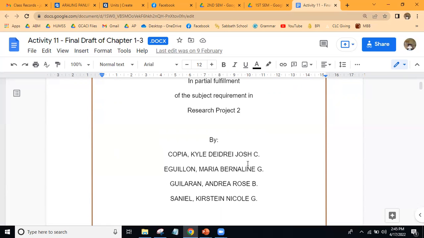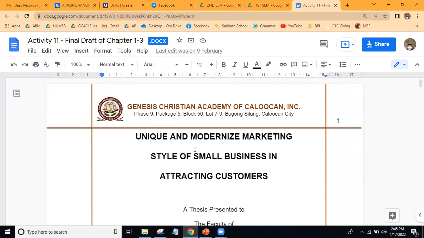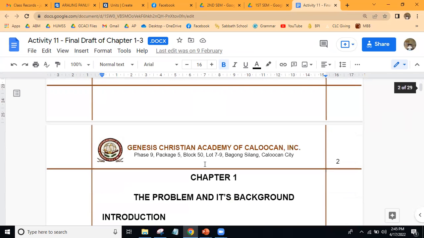Kaya nga 'di ba, yung ating first lesson, the inquiry based. So problem solving kasi ito. Hindi pwede na gagawa ka ng research na wala ka namang masusolve na problema. So naisip mo, ito pala may problema yung ganito, so gawan ko nga ito ng research how to solve it. So this time, ang naisip nilang problema yung how to attract customers. Kaya nga sabi nila modernized marketing style. So yan ang kanilang topic.